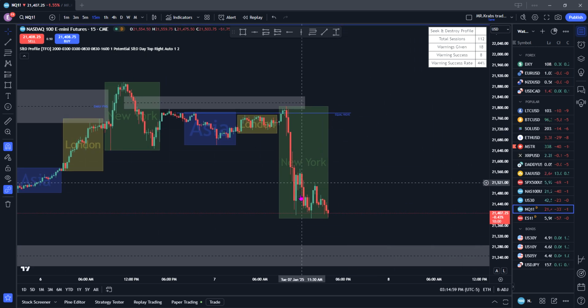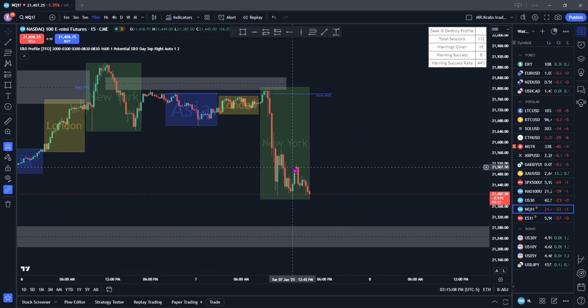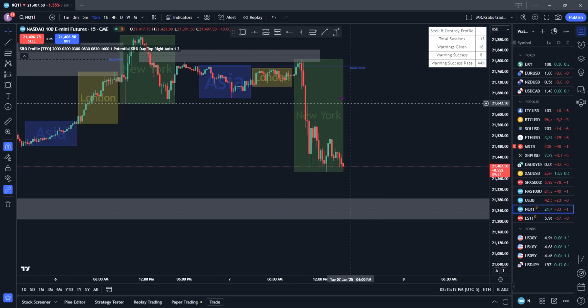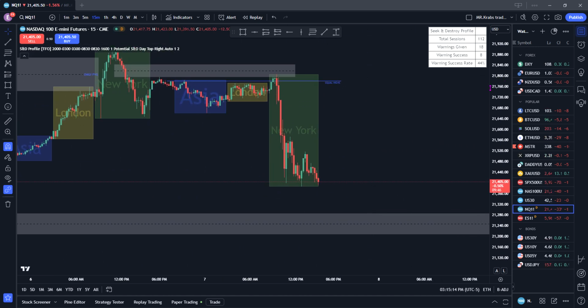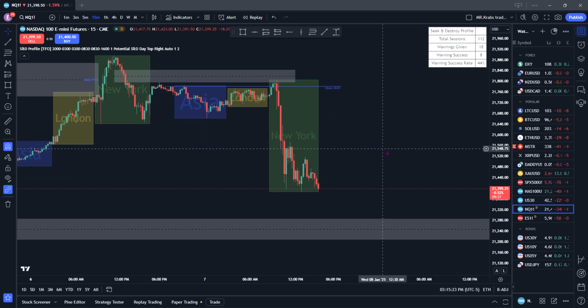Looking at this, we're at lunchtime right now, a little bit past lunch now. We're just accumulating again. So we probably want to see a manipulation back to the upside, and then somewhere around tomorrow, Wednesday the 8th, we want to see it come back up.